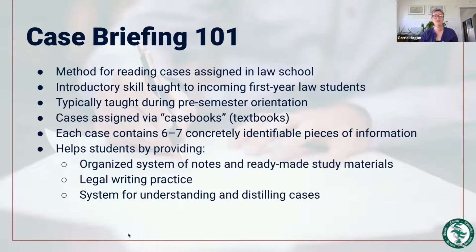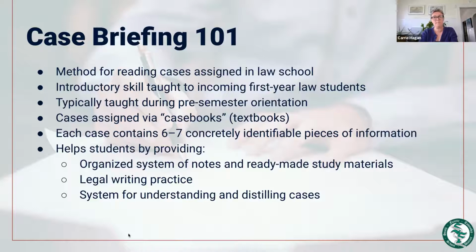Generally speaking, each court case should contain 6 to 7 concrete pieces of information. By teaching students what those pieces of information look like, they should be able to pull those out so that they're prepared to answer in class. And again, the main reason for this approach is getting them to learn how to read those cases so that they're prepared for class and they understand what it is that they're reading. So this is the basic concept that I was trying to introduce.